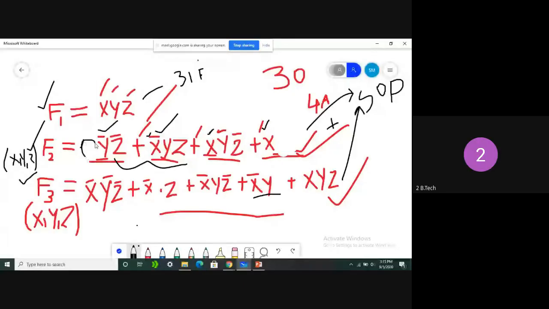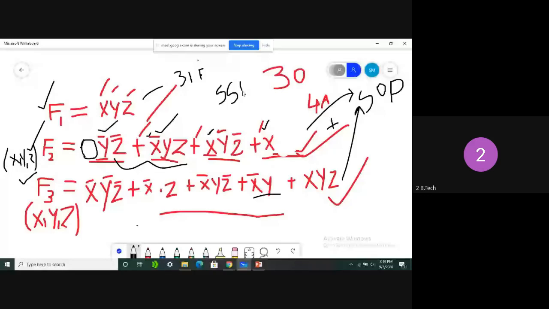But if you observe clearly in F2, in the first term, which letter are we missing? X. X is missing. If any literal is missing from a particular product term, then it is not a SSOP. That is the basic difference between SOP and SSOP. SSOP means standard sum of product terms. Clear, all of you? Yes, sir. So F3 is not a SSOP.